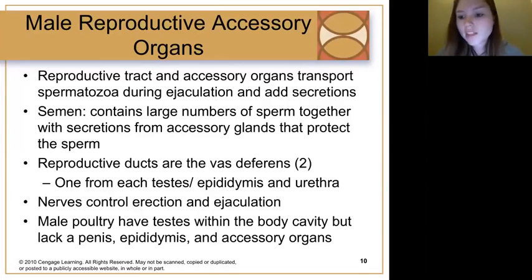One difference to note here is that poultry can be different in a lot of things, but also in reproduction they're set up a little bit differently. Male poultry, which would be roosters, have the testes within the body cavity. So that's one difference. They don't have it outside. They also lack a penis, and they don't have an epididymis, and they don't have accessory organs. So their reproductive tract is pretty limited compared to the other animals. It obviously still works, but it just doesn't have all the parts that some of the other animals have.